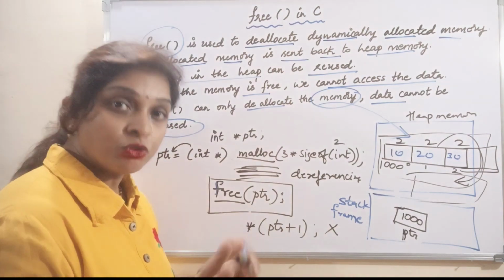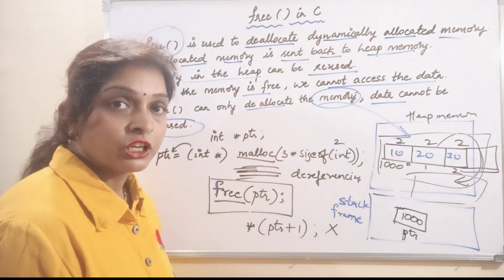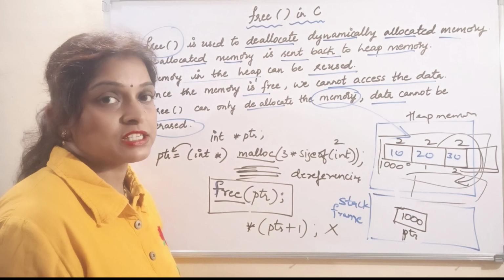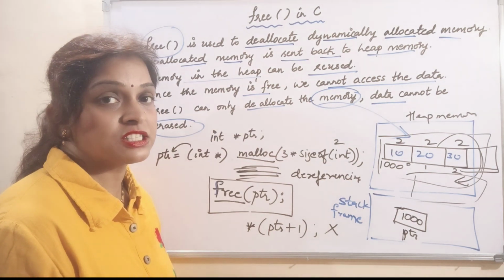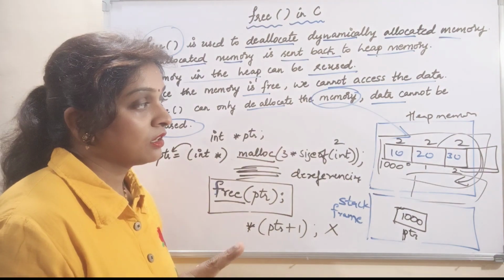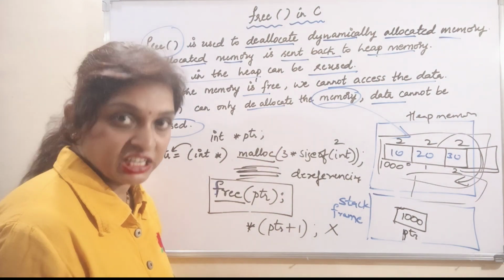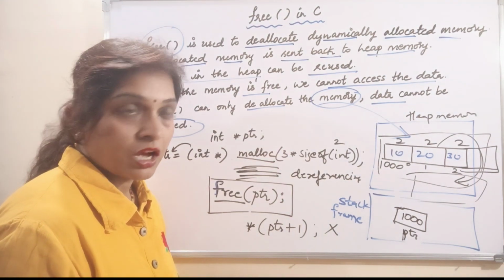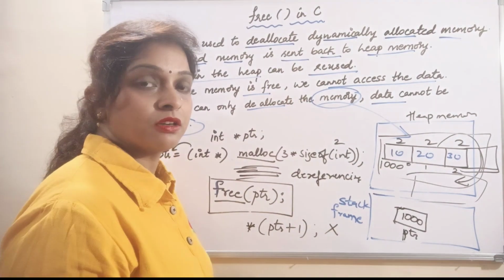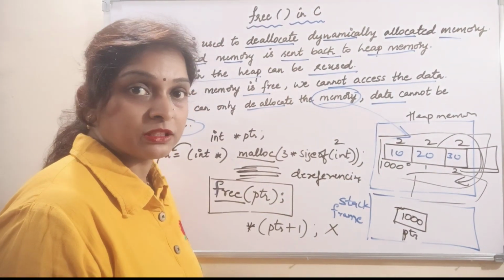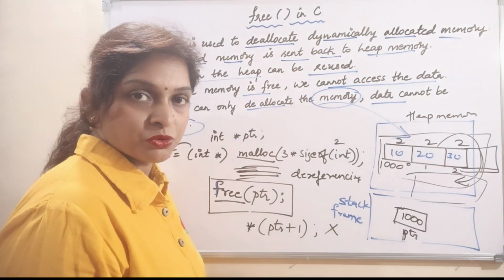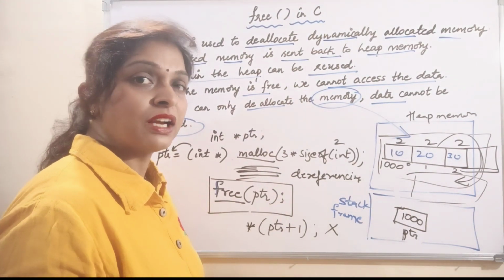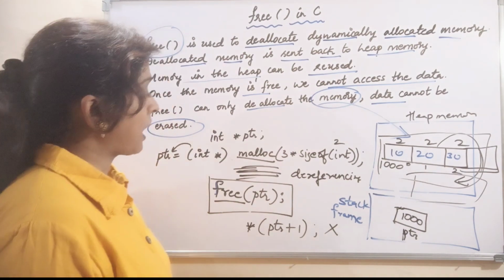And if at all you dereference it, you get some junk values. So it is not a good practice to dereference the data from the memory which is released. Of course, you can reuse it. After free, you can once again allocate the memory with calloc, malloc or realloc. Then the same memory can be used, and if you try to store new data, it will be overwritten. So this is what happens with free.